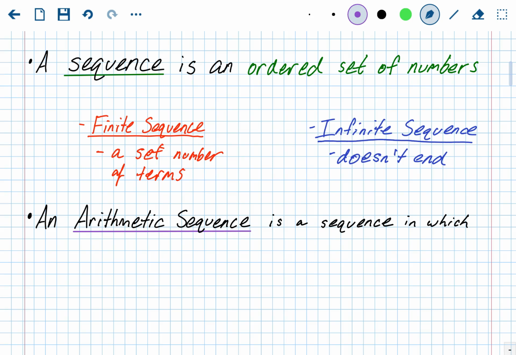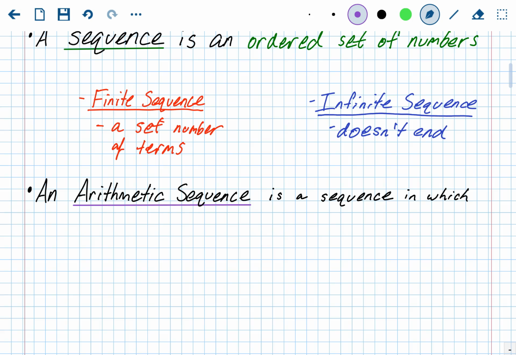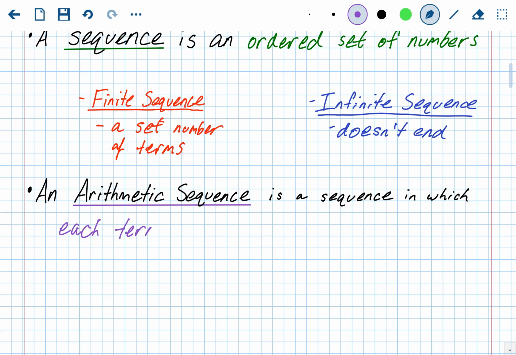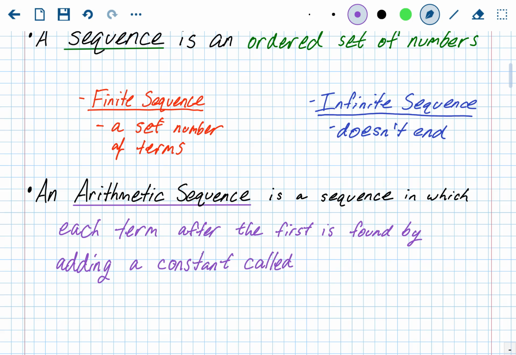An arithmetic sequence is a sequence in which each term after the first is found by adding a constant. Okay, so let's write that down. An arithmetic sequence is a sequence in which each term after the first term is found by adding a constant. And that constant is called the common difference. We use the letter d for that. We denote the common difference with the lowercase d.